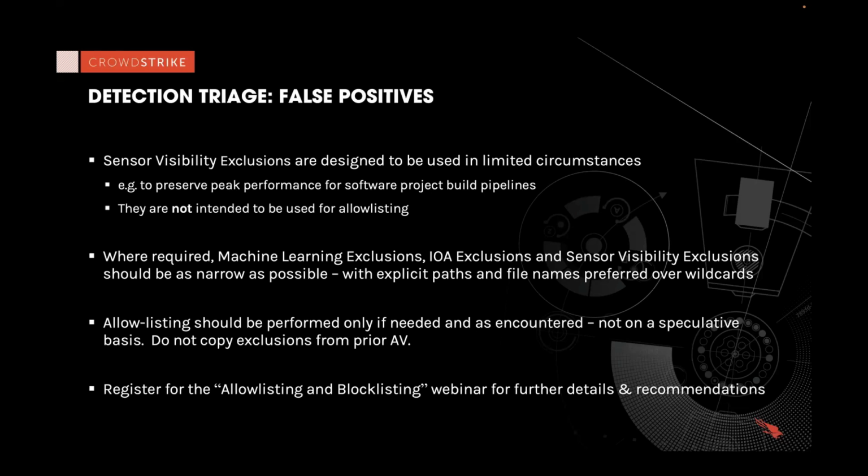And similarly, carrying over AV exclusions from a previous vendor is somewhat akin to saying that I had a hole in my old back door and I'd like a matching hole in my new one. It's highly unlikely that you'll require the same exclusions to be applied across different AV vendors, particularly as CrowdStrike does not interrupt and inspect all basic file I/O. And finally, when creating any exclusion, whether that's a machine learning exclusion, an IOA exclusion, or a sensor visibility exclusion, please ensure that you make them as specific, that is, as narrow as possible, with full paths and file names preferred over the use of wildcards, and with exclusions being applied to a specific group of specific hosts, rather than all hosts in your environment.